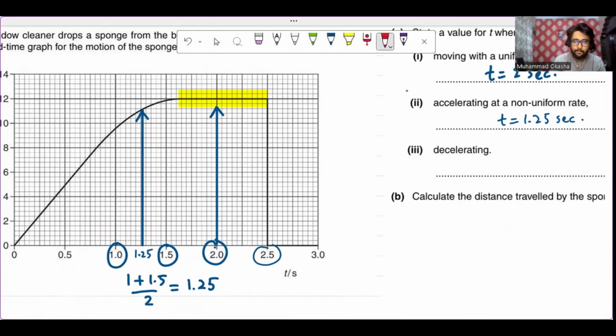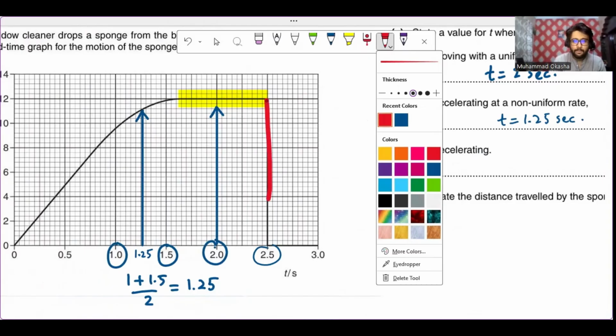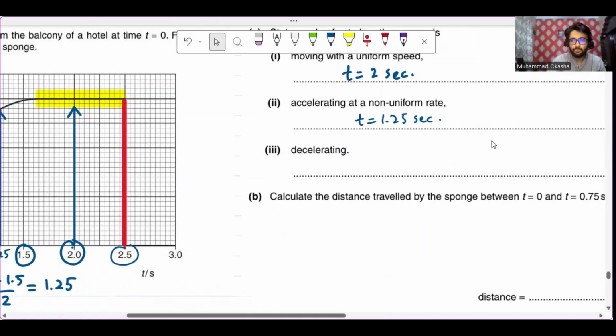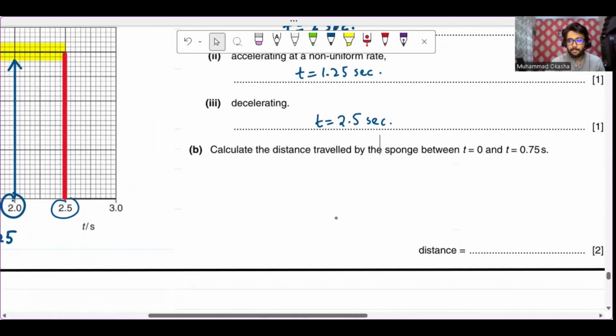Decelerating. Of course, 2.5 is the time where it is decelerating, because the graph is coming sharply downwards, and that's how we know that something is decelerating. So t equals 2.5 seconds is when it is decelerating.